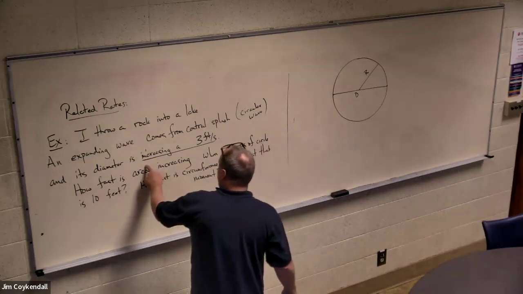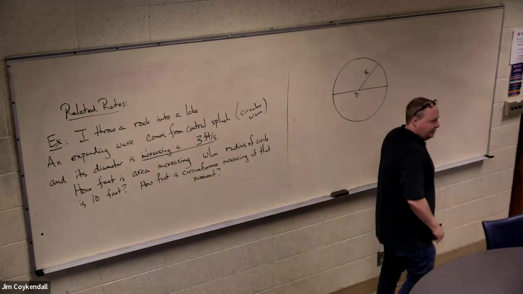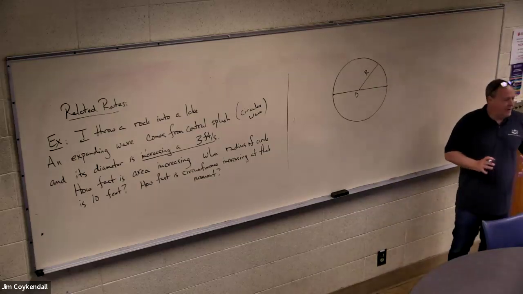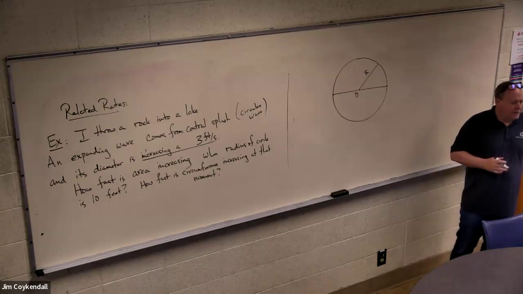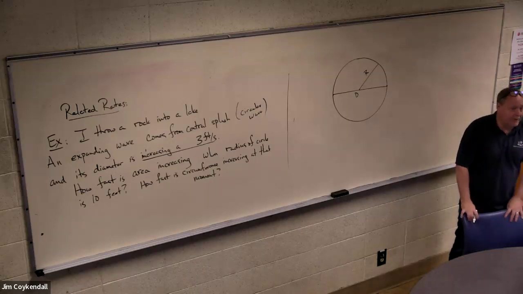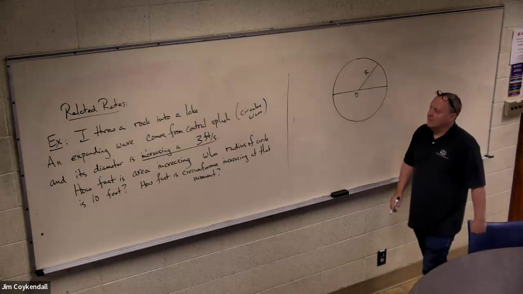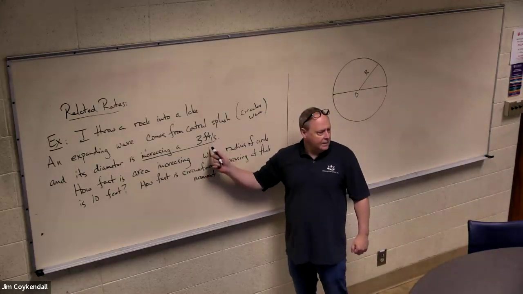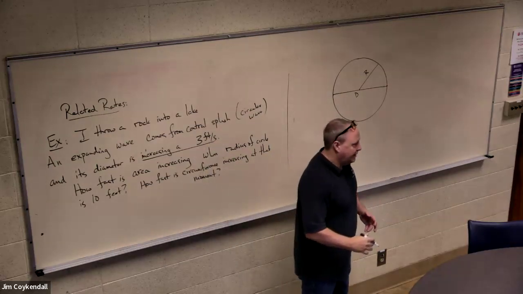What is this piece of information telling? The diameter is increasing at 3%. Every second that goes by, the diameter is bigger. But can you interpret that in terms of derivatives? Notice this is in feet per second. It's a change in feet. It's the change in diameter.